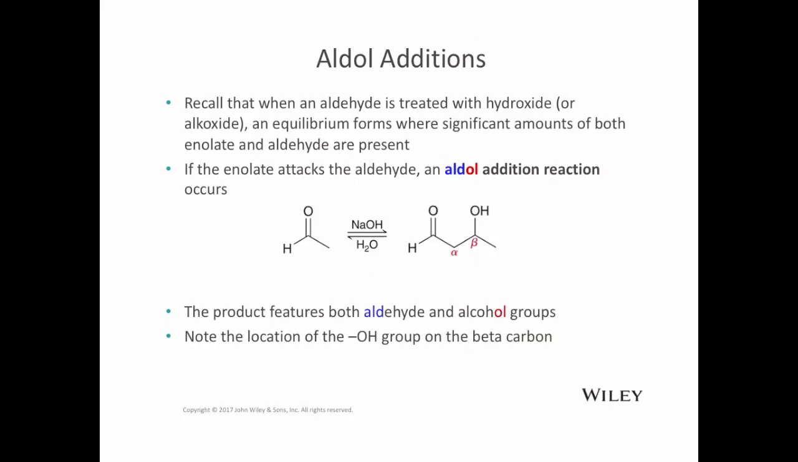So the final reaction in this video is the aldol reaction. When an aldehyde or a ketone is treated with hydroxide, you get an equilibrium where you have some of the enolate and some of the starting ketone or aldehyde. With those conditions, you can do what's called the aldol addition reaction. So this got the name aldol because you end up with an aldehyde and an alcohol product if you're using an aldehyde starting material. Now you can also use a ketone, and people still typically call that an aldol.